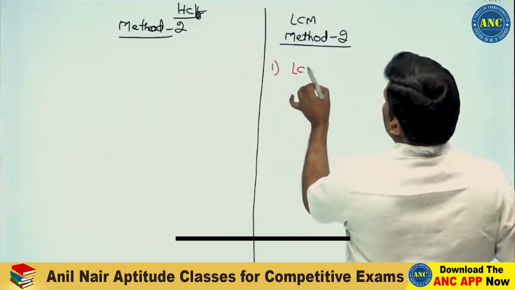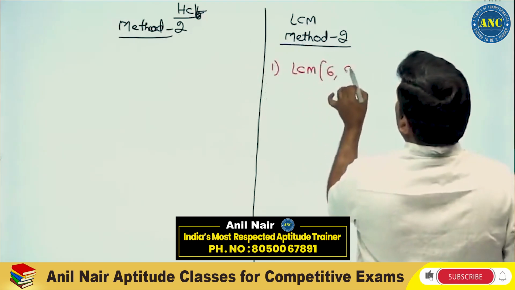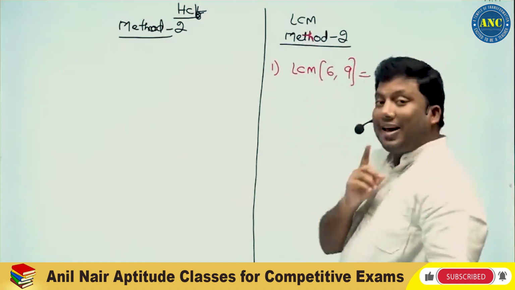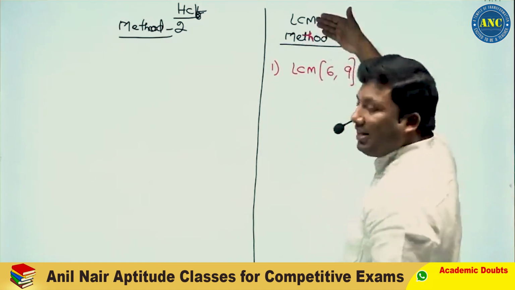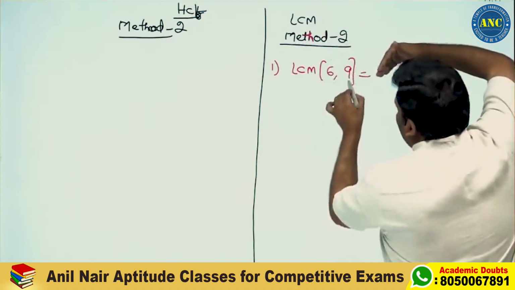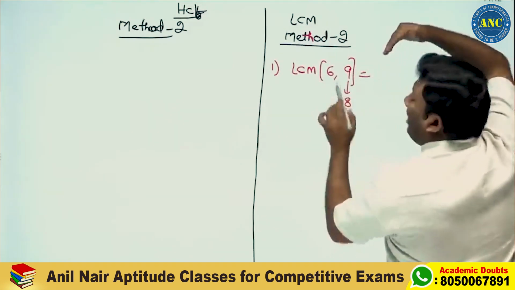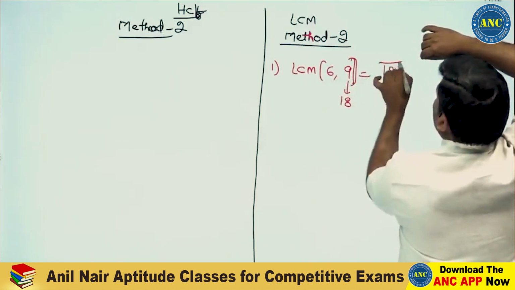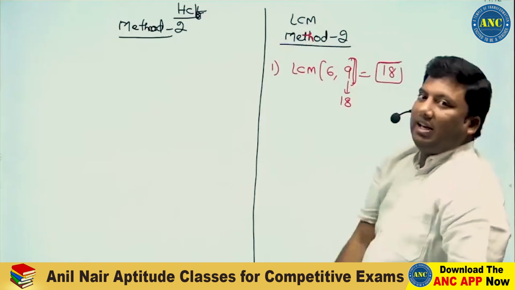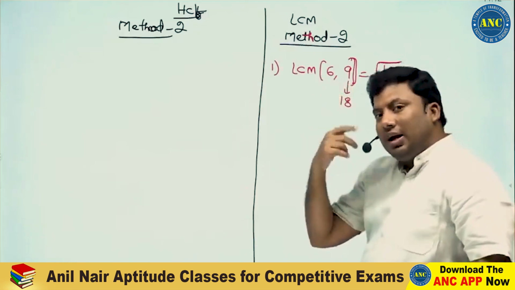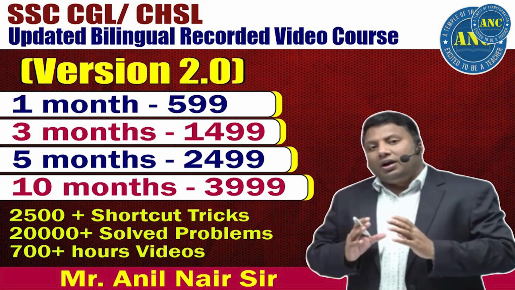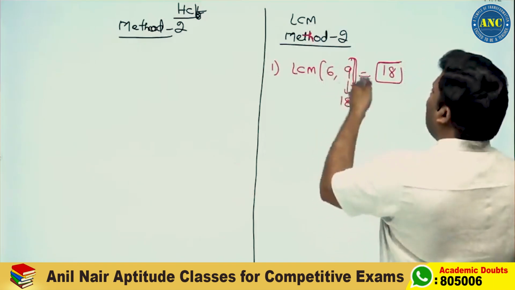What we did yesterday: LCM of 6, 9. The largest number I took was 9. 9 is not a multiple of 6. Since the question is LCM, take the next multiple of 9, which is 18. Is 18 divisible by 6? Yes. So the answer is 18. In LCM method 2, take the largest number. In method 1, the largest number is a multiple of every number. In method 2, the largest number is not a multiple, so take the multiples of 9: 18, and 18 is a multiple of 6.